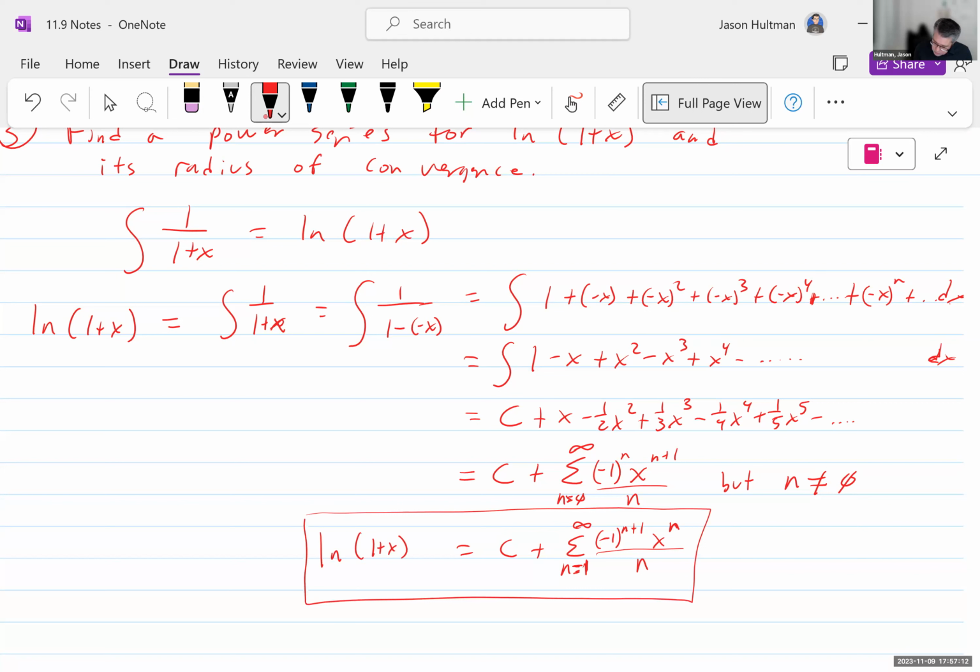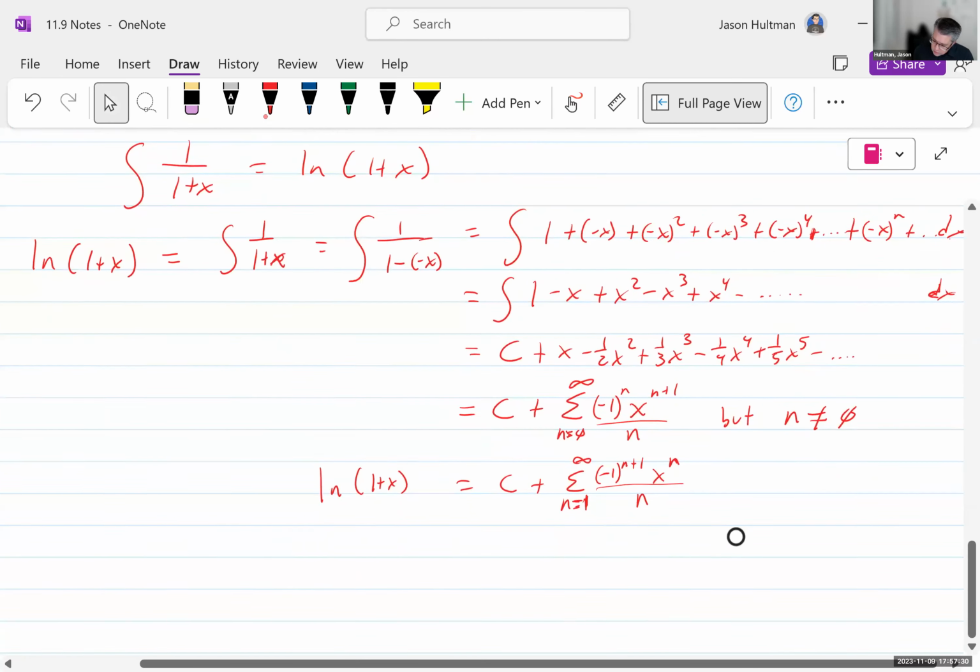Okay, it's some constant plus this. Now, that constant is problematic. What's the constant? Okay, well, we can actually solve for this constant. Let me show you how.